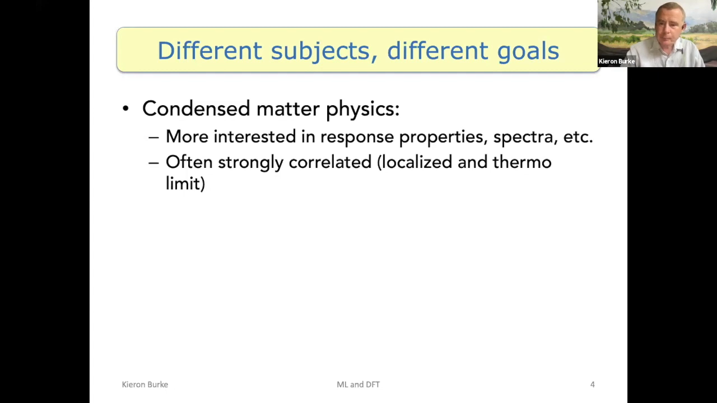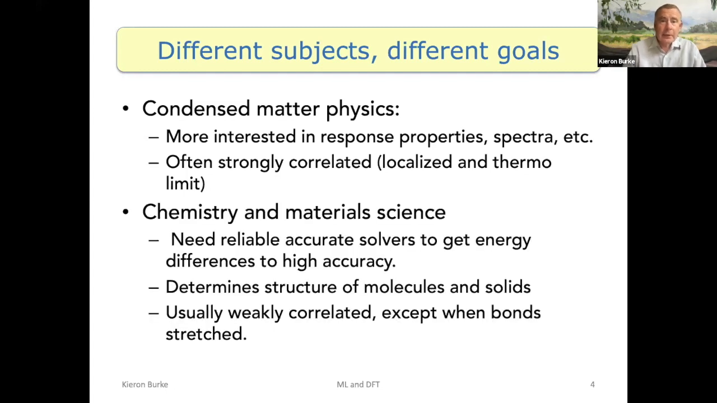On the other hand, chemistry and material science need reliable, accurate solvers and to get energy differences, not total energies, to often extremely high accuracy. So the standard measure is 1 kilocal per mole, or about 1.5 millihartrees. And if you get that kind of accuracy, you can predict a lot of chemistry for at least covalent bonds. And then for weak bonds, the scale is tinier still.